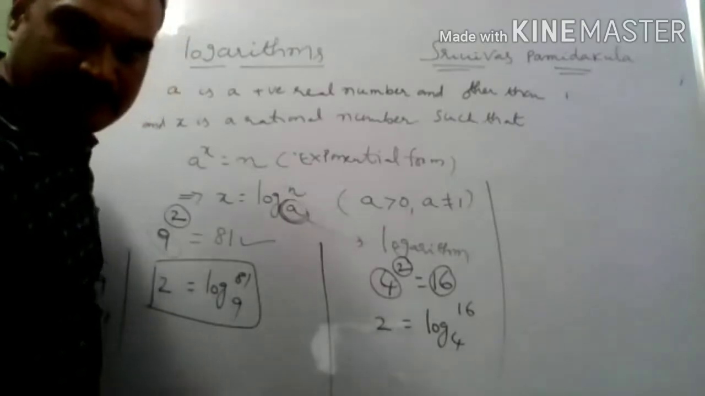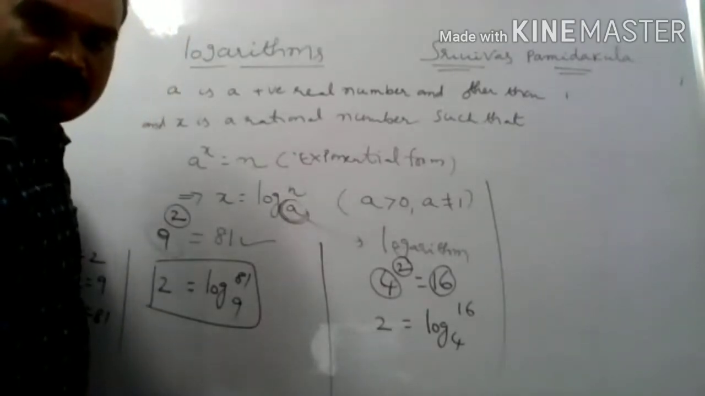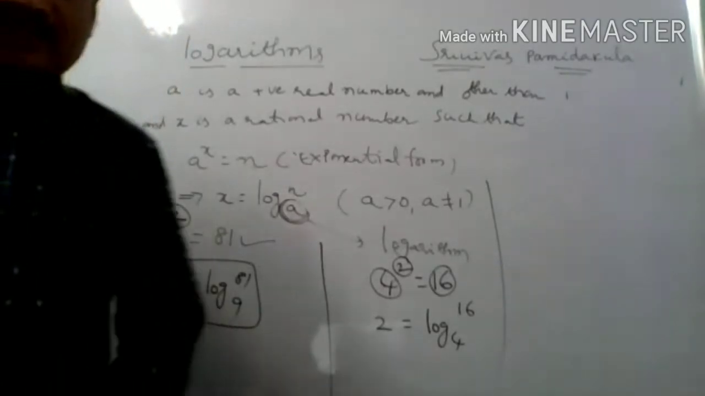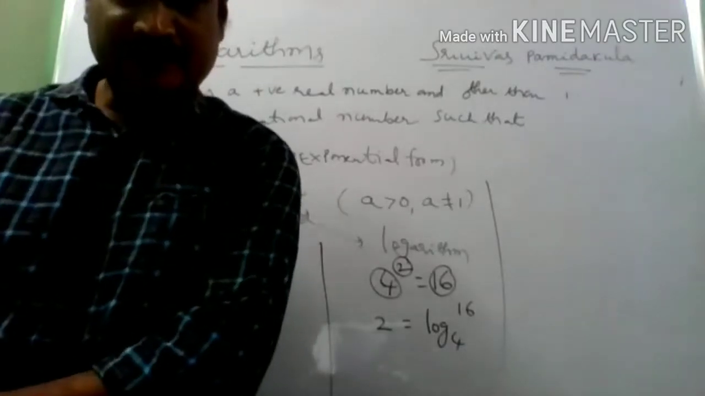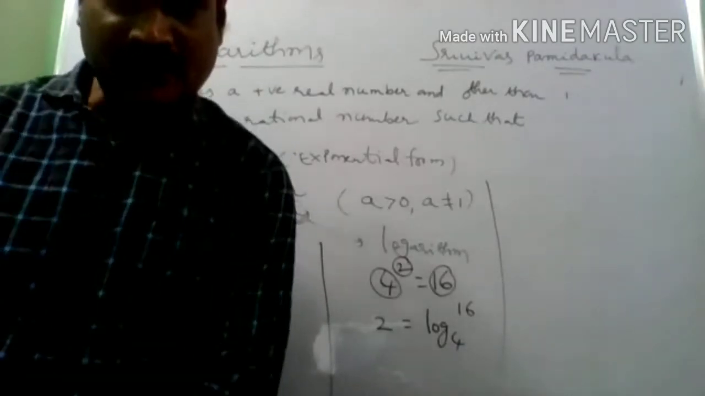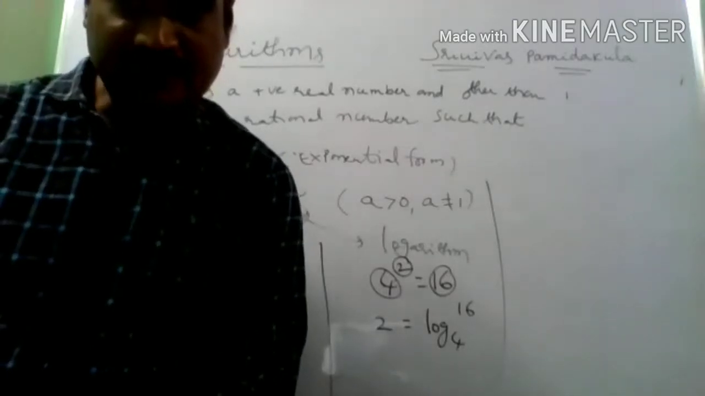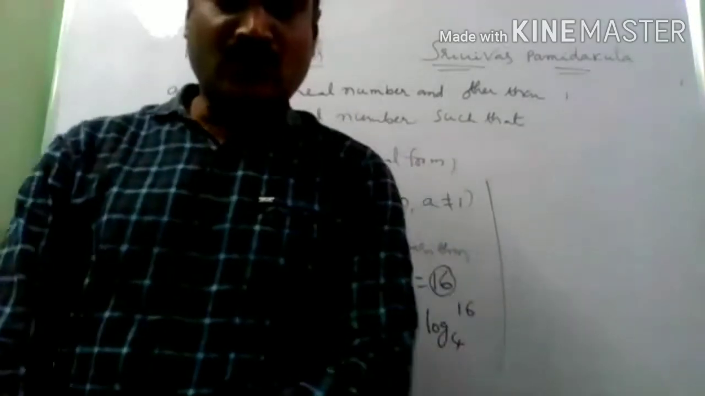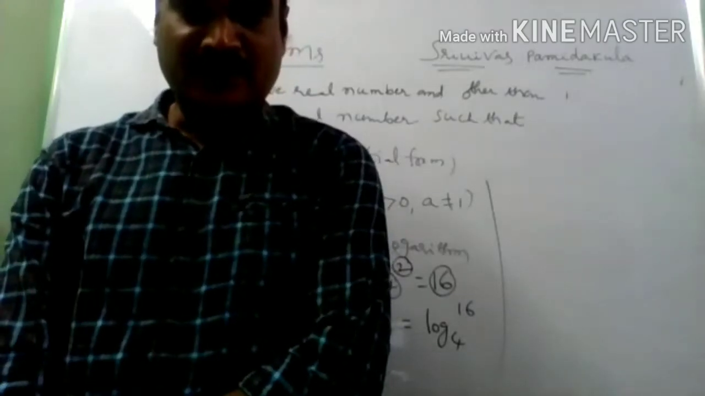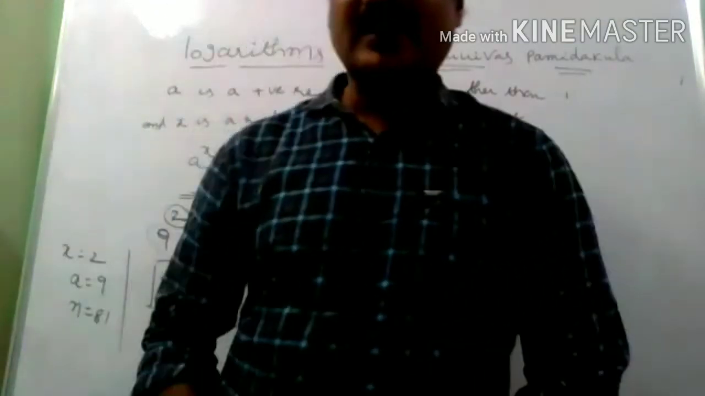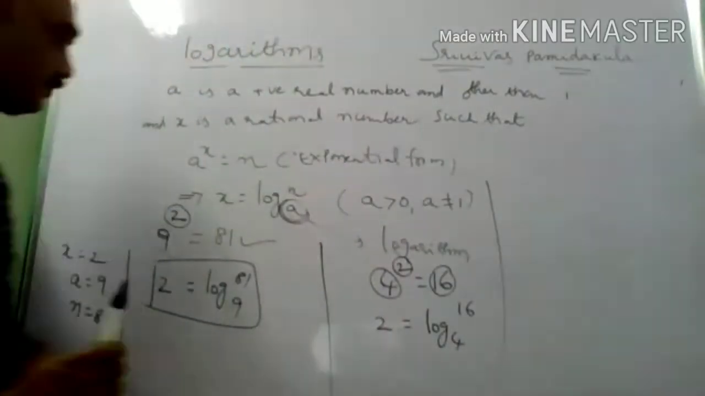Okay, students. Anil, have you understood or not? Anil? Okay, Anil. Srinidhi. Next, Gokul, Balaji, Kishore. Have you understood or not? Okay.